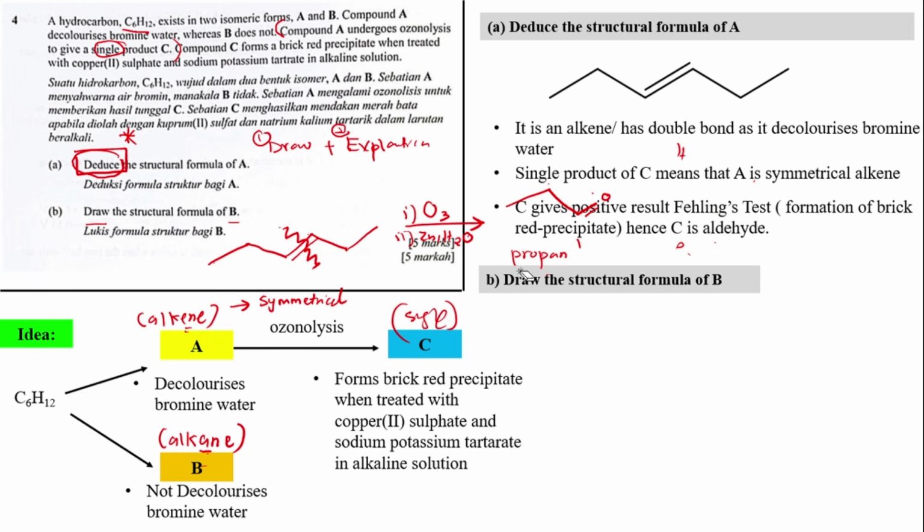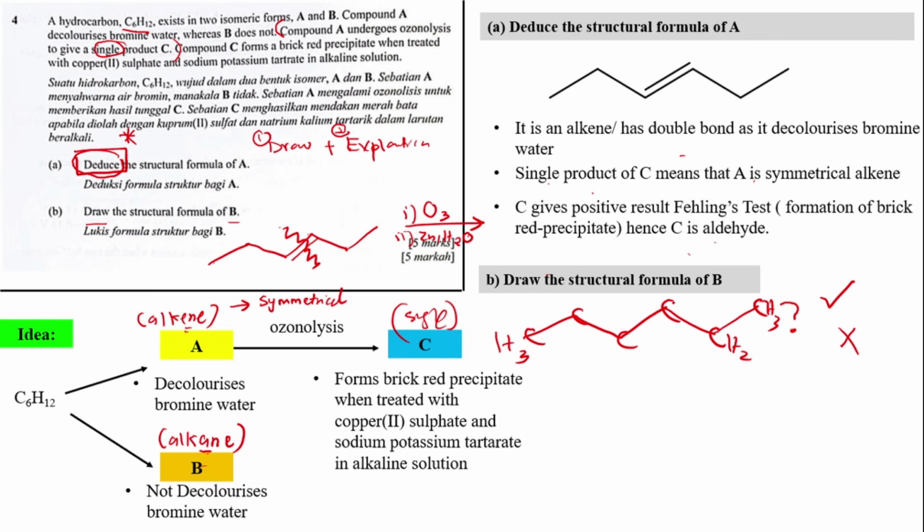Alright. Meanwhile, for question 4B, you know that it is an alkane. If you were to draw your answer like this, 1, 2, 3, 4, 5, and 6, will your answer be correct or wrong? In order to determine that, you need to count the number of carbon and hydrogen. So 1, 2, 3, 4, 5, 6. Ini adalah CH3, CH3, here is CH2, CH2, CH2, CH2.